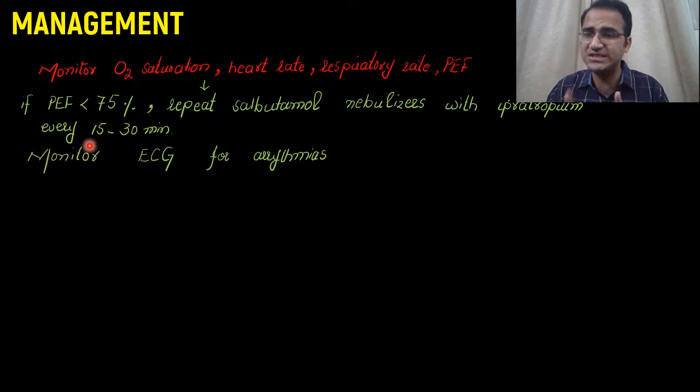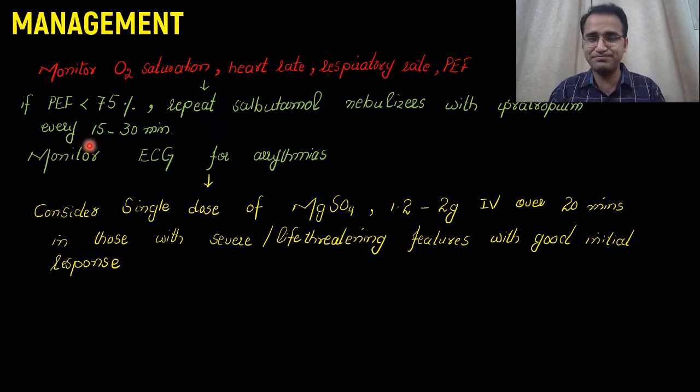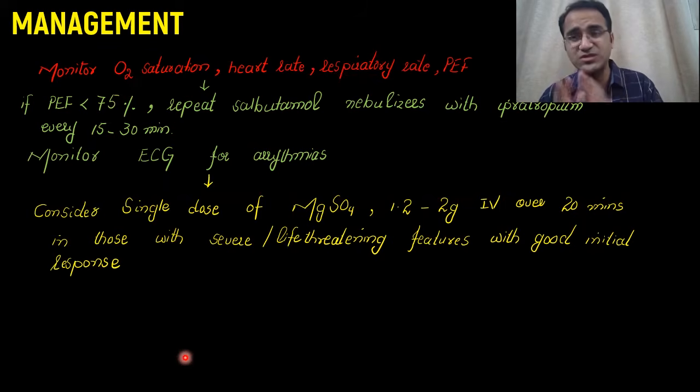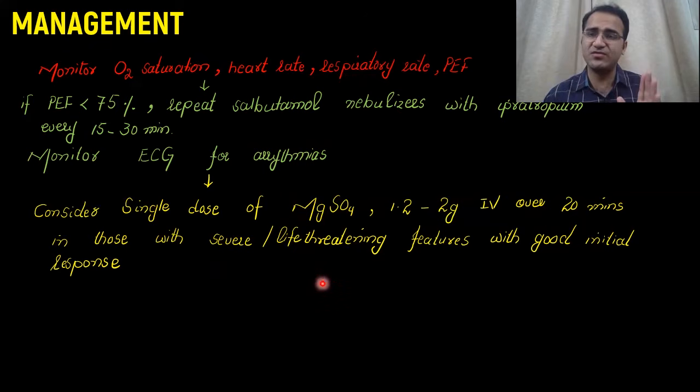And you also monitor ECG for arrhythmias, because arrhythmia can quickly kill the patient. So you need to look for arrhythmias frequently. Mostly these patients who are having acute severe asthma do not respond to the standard therapies of steroids and bronchodilators. So these patients need a single dose of MgSO4 1.2 to 2 gram IV over 20 minutes. In those who are having severe or life-threatening features, these patients should be given MgSO4 because MgSO4 causes bronchodilation and it is very effective in controlling severe and life-threatening asthma.